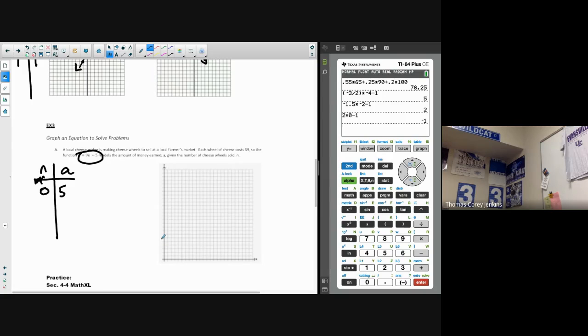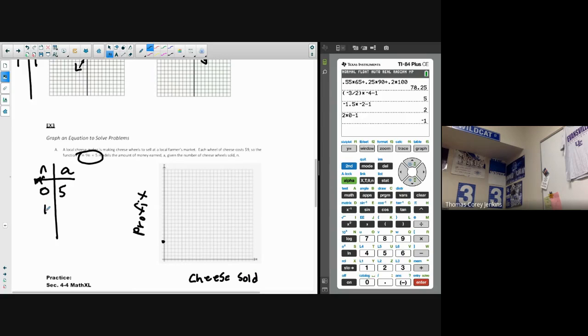Also, if this is a real world problem, which it is, we would want to label each axis. So A is the amount of money earned. So I'm going to call that profit. And then N is the number of cheese wheels. All right, so 0 goes to 5.